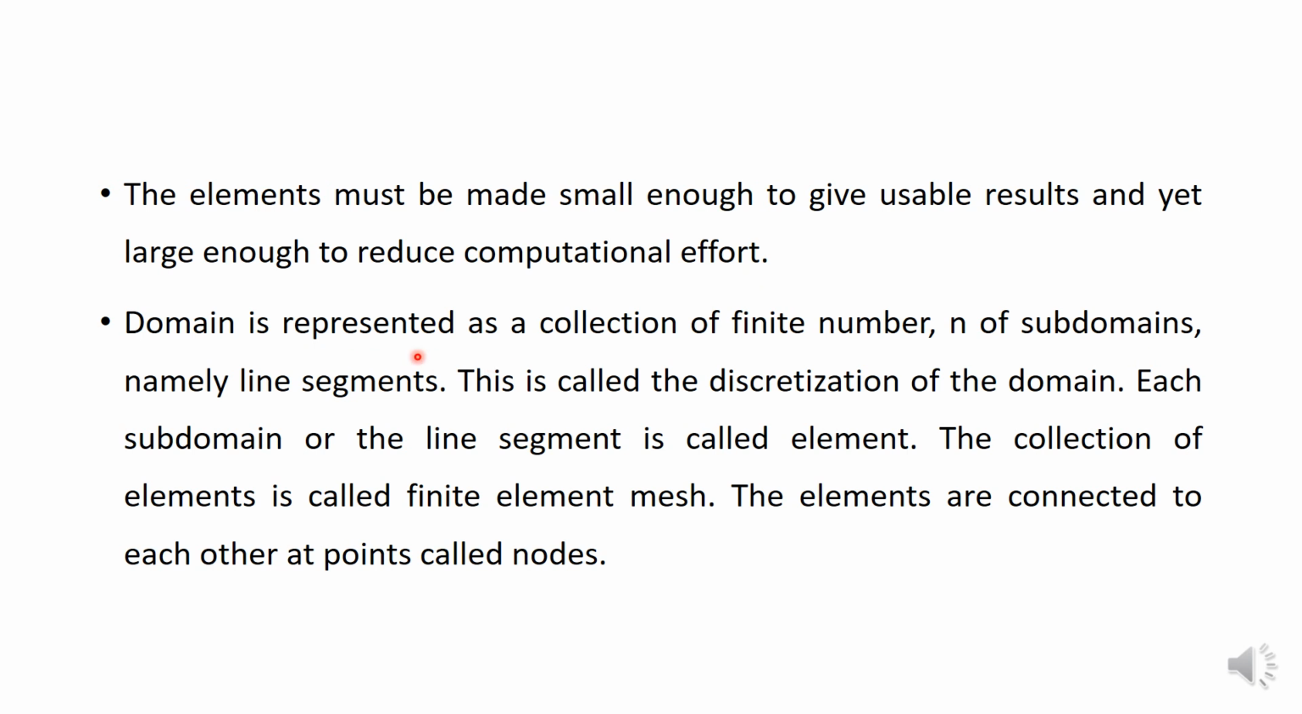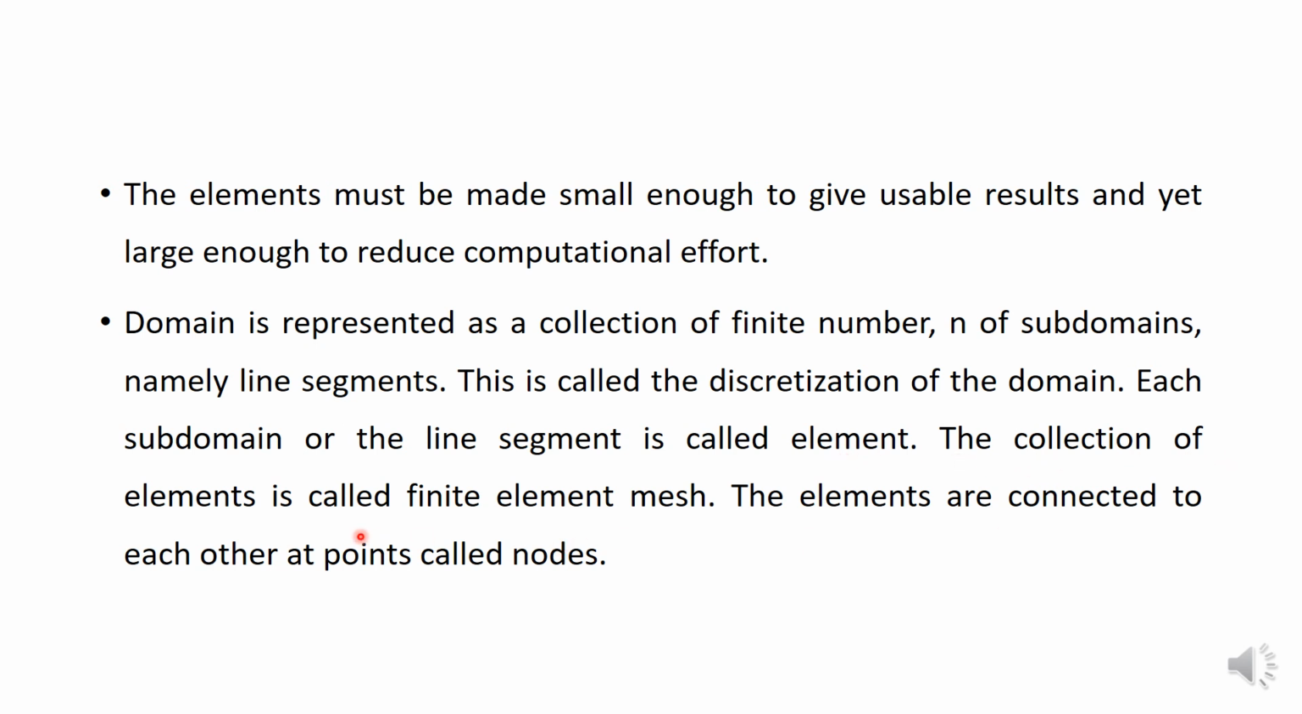And the domain is represented as a collection of a finite number of subdomains, namely the line segments. So each element is a line segment, and this is called discretization of the domain. That means we are dividing the entire domain into n number of subdomains, and that process is called discretization of the domain. And each subdomain or line segment is called an element.